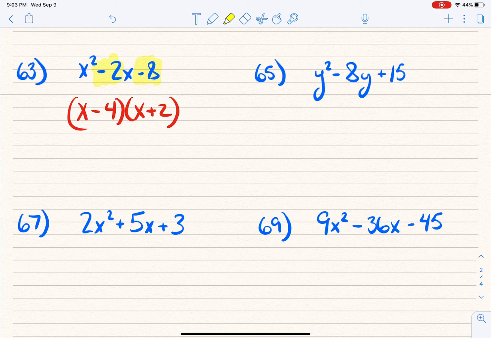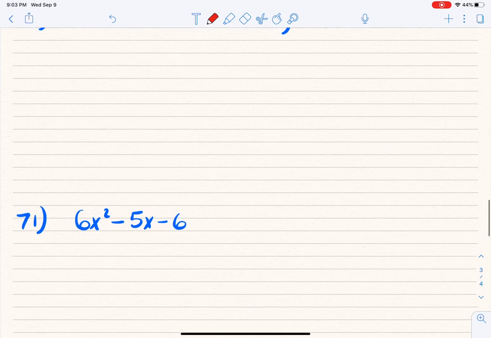Next one, we say, well, what are the factors of positive 15 that sum to negative 8? Easy. Negative 3 and negative 5. Oops, I wrote x when this is a y. So we say y minus 3 and y minus 5. And it doesn't matter if you have y minus 5 times y minus 3. It's the same thing.